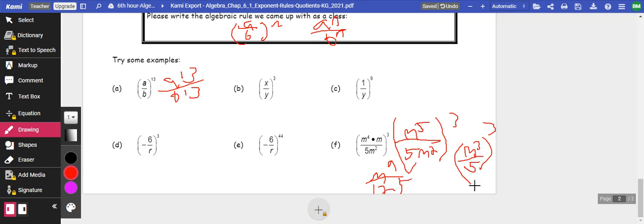And we kind of skipped right here. I want to make sure that this is the same thing, m to the ninth over 5 to the third power is the same, then we can get this. Just to make sure you got it. That's the final answer. Okay.